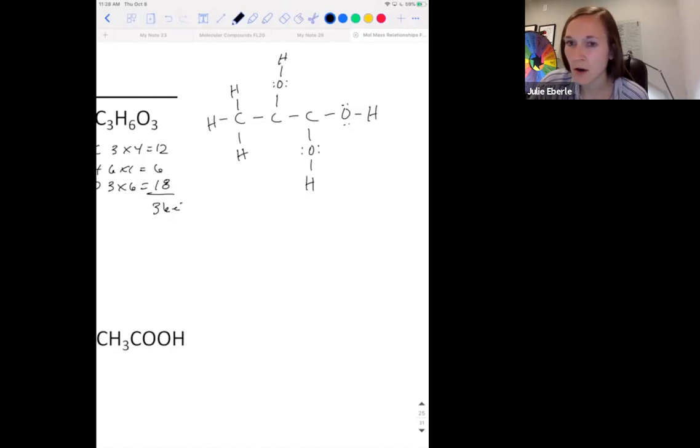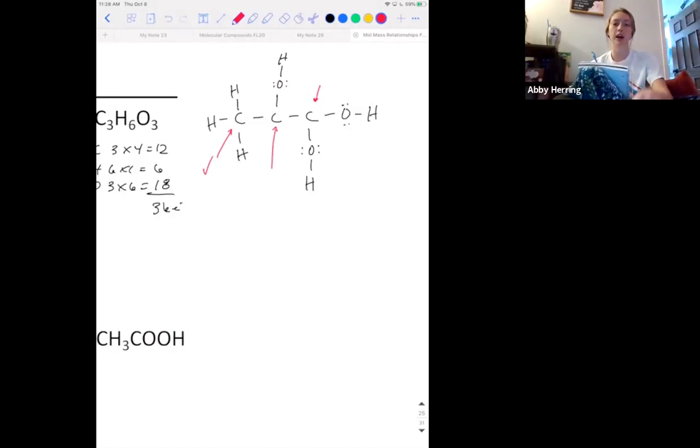Now let's double check, are all my carbons satisfied? My hydrogens all have 1 bond, my oxygens all have 2 bonds, 2 lone pairs. Let's see, does every carbon have 4 bonds? Well, this carbon has 4 single bonds, so we're good there. Check. What about this carbon? Uh-oh, this carbon only has 3 bonds. What about this carbon? That carbon only has 3 bonds. What can we do?